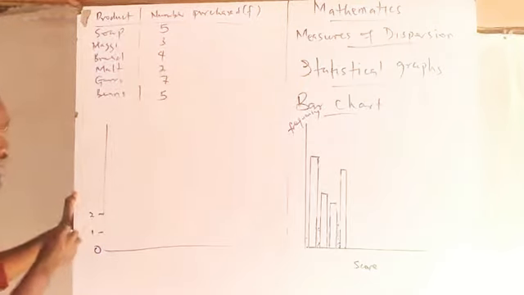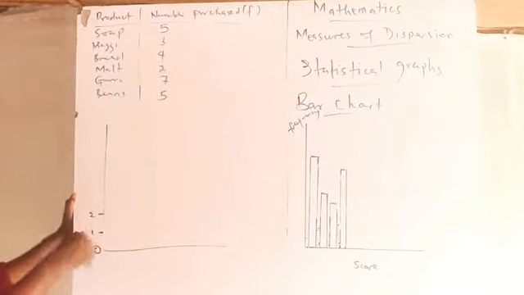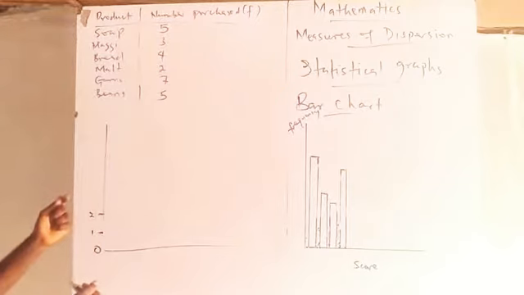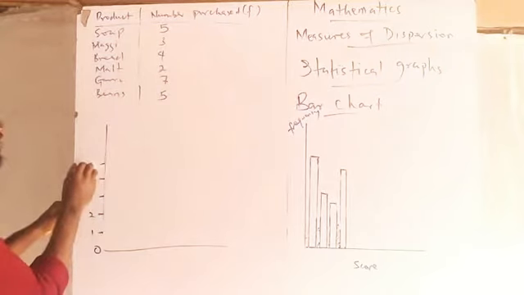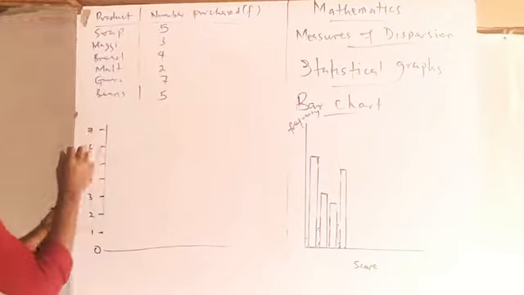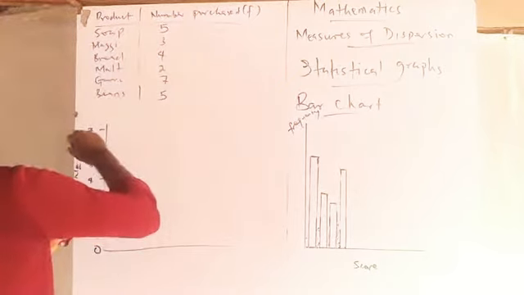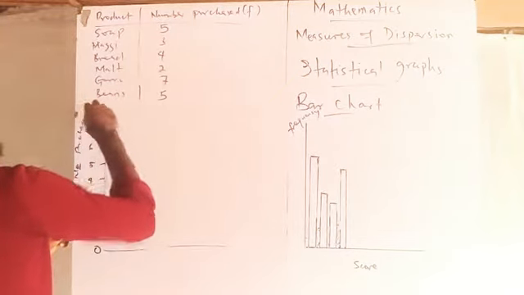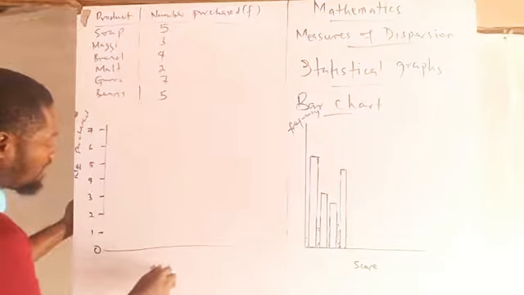This part is also measured carefully. So use your ruler to measure if each of the numbers will be in 5 centimeter or 3 centimeter difference. 3, 4, 5, 6, and 7. Here is your frequency, or number purchased. That is it. Then we have your product here.